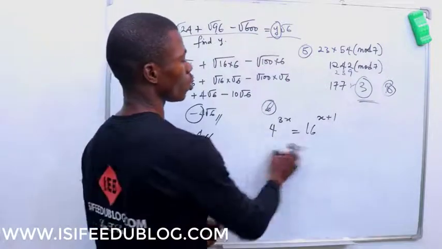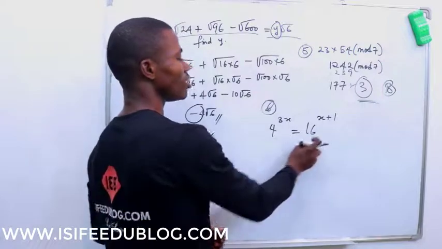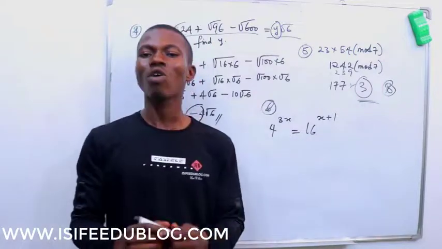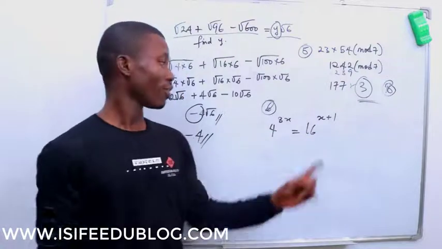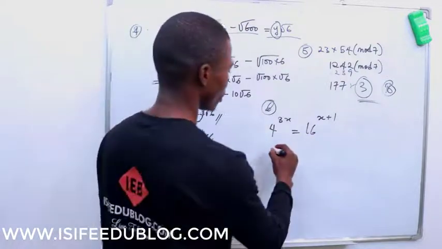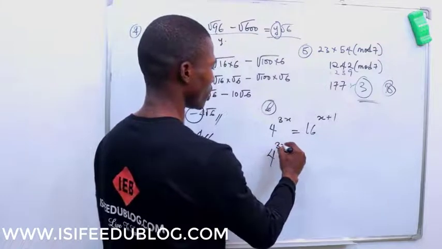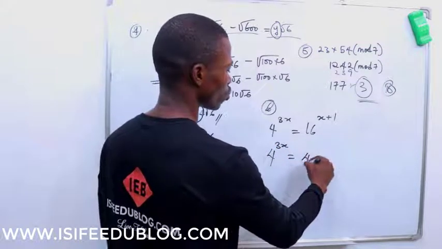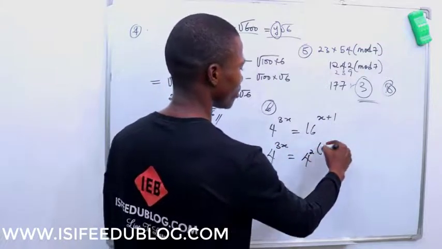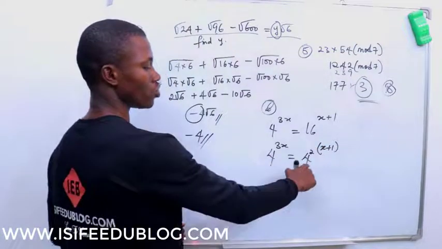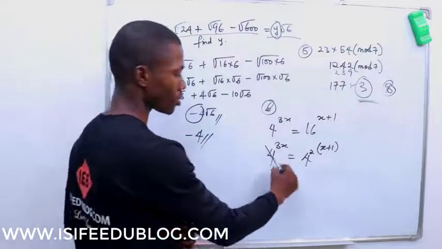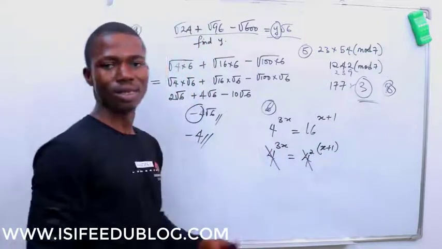So here what do we do? Just make these two bases equal. You find a way of making the two bases equal. This is 4. Can we get 4 here? Yes. 4 squared is 16. So come over here and write 4 raised to the power 3x is equal to 4 squared, and put this in brackets, raised to the power x plus 1. You have made these two bases equal. All you need is cancel the base and pick the power, that is indices.